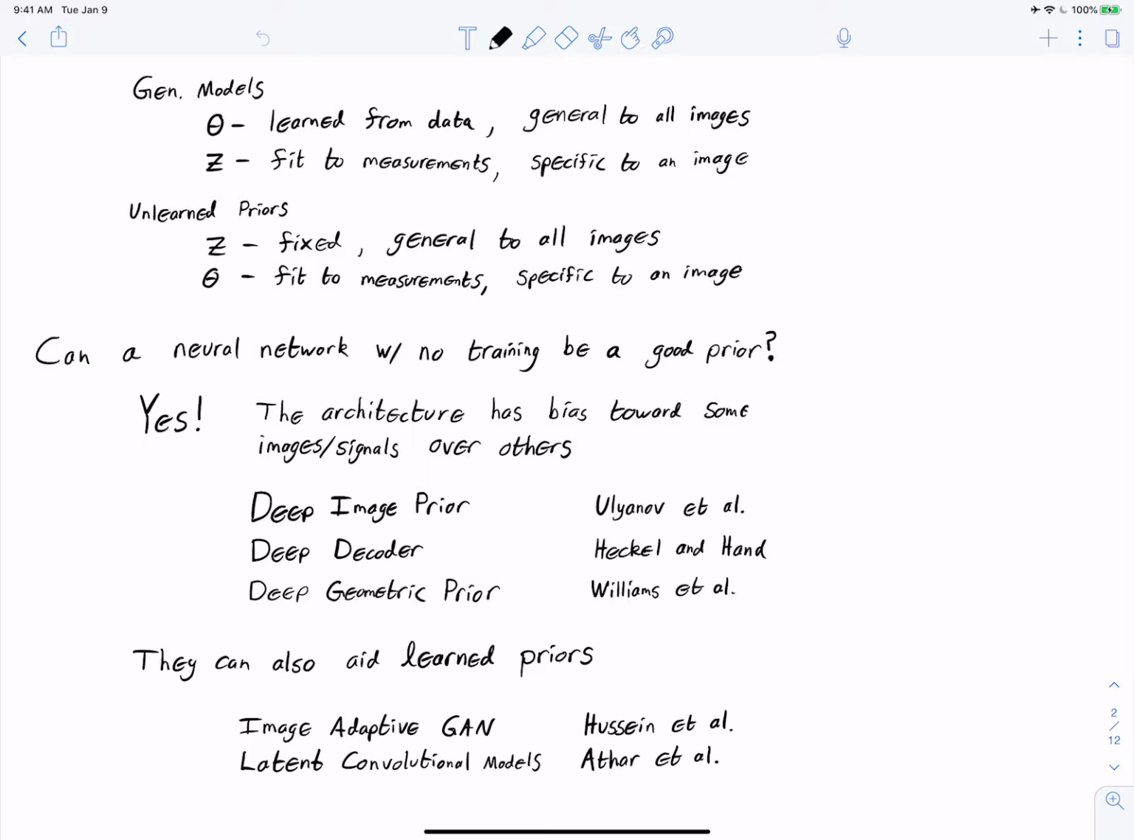The rest of this lecture is going to talk about 3 papers in detail: the deep image prior, the deep decoder, and the deep geometric prior. And all 3 of these papers, their information is in the description below this video. After we talk about these 3 types of priors, then we're going to show that unlearned priors can also aid learned priors. And these ideas are in 2 additional papers, the image adaptive GAN and the latent convolutional models paper, both of which the links are in the description below.